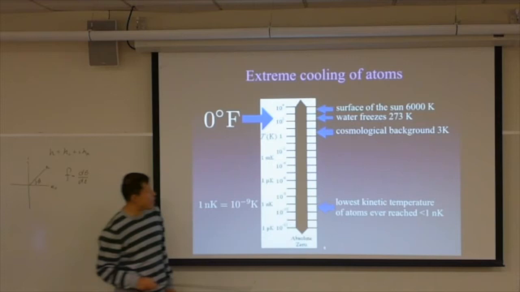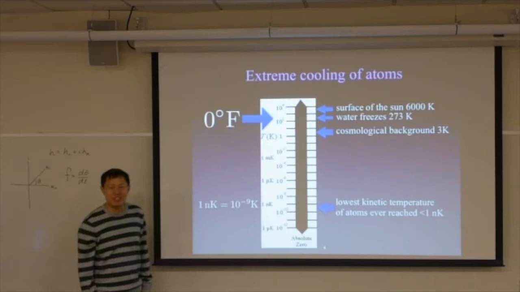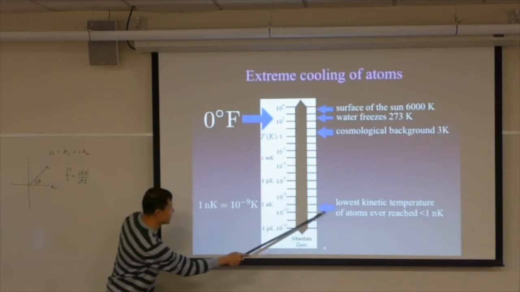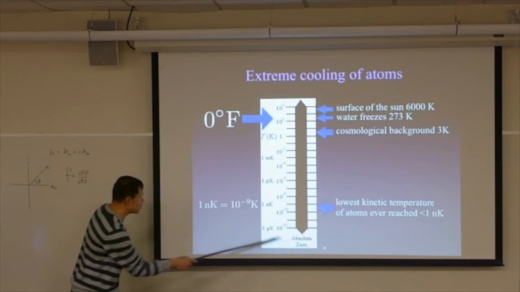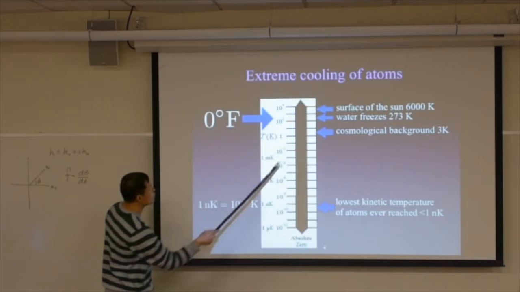But I will talk about atoms whose temperatures are way below here, at something of the order of a nanokelvin. A nanokelvin is a temperature that is extremely close to absolute zero. It's only 10 to the minus 9th power. By comparison, the room temperature in this room is about 300.